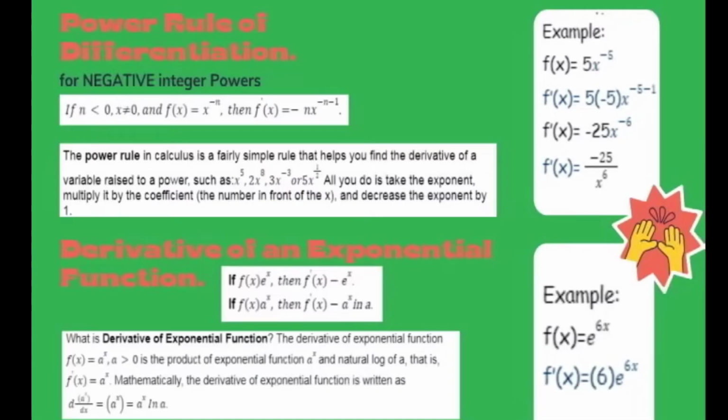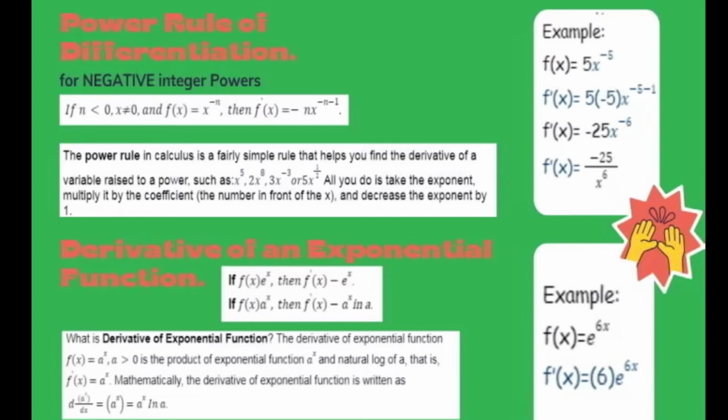Power rule of differentiation. The power rule in calculus is a fairly simple rule that helps you find the derivative of a variable raised to a power, such as x to the power of 5, 2x to the power of 8, 3x to the power of negative 3, or 5x to the power of 1/2. All you do is take the exponent, multiply it by the coefficient, and decrease the exponent by 1.